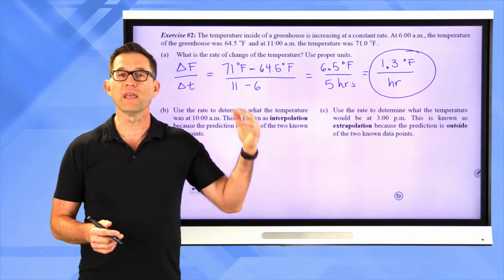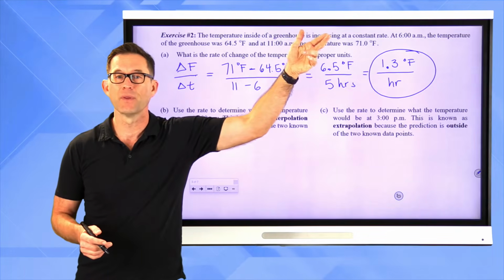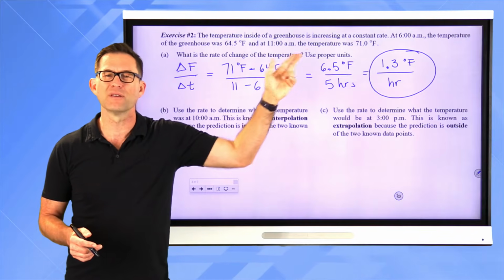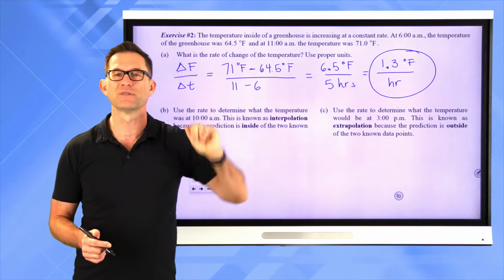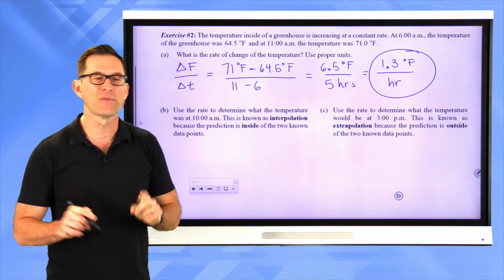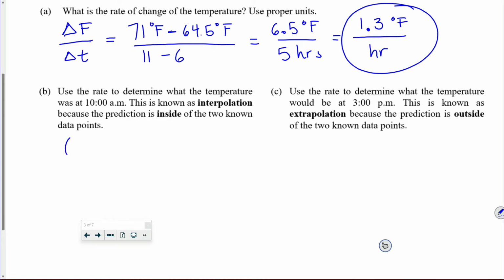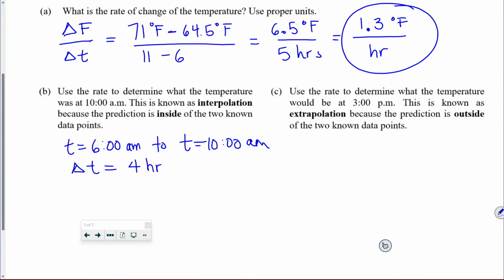Now, I could use either my point at 6 a.m. when the temperature was 64.5 degrees Fahrenheit, or I could go backwards and use the one at 11 a.m. when the temperature was 71 degrees Fahrenheit. I think I'm going to go at the 6 a.m. mark. So let's do this one together. All right, so what do I know? From t equals 6 o'clock a.m. to t equals 10 o'clock a.m., I know that my change in time is 4 hours.